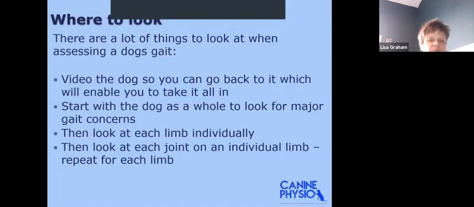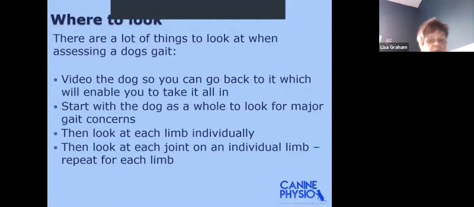Once we've got that, we're then going to look at each limb individually. So, and again, we're now looking, is everything linear? Are both the front legs moving the same? Are they symmetrical? Do they look the same? Are the feet placing? Are the steps and strides pretty symmetrical and even as well? We're going to do the same with the back legs. And then we're going to start with each joint on each individual limb as well. So now I want to know, are they flexing and extending the same? Are both the stifles in the same position?